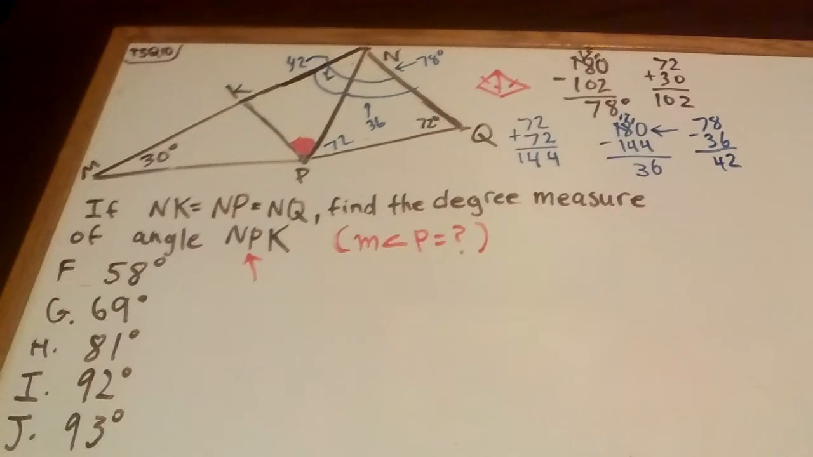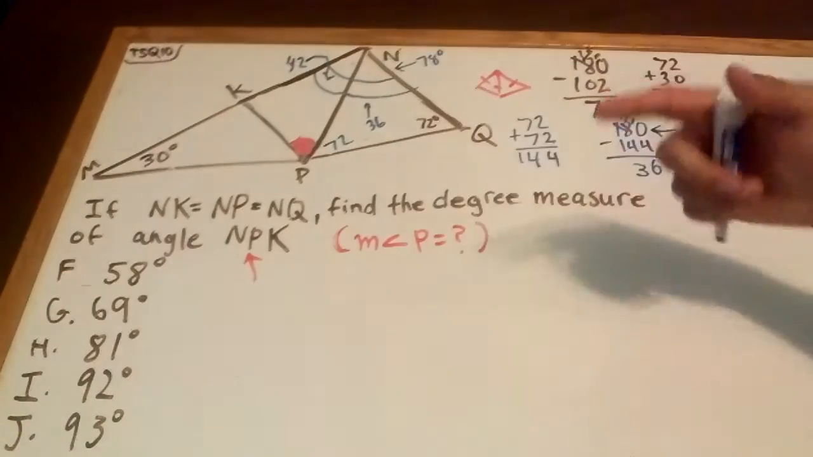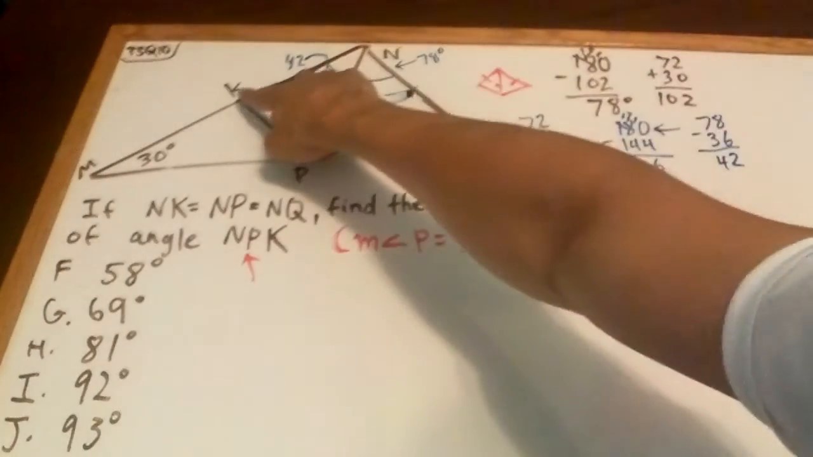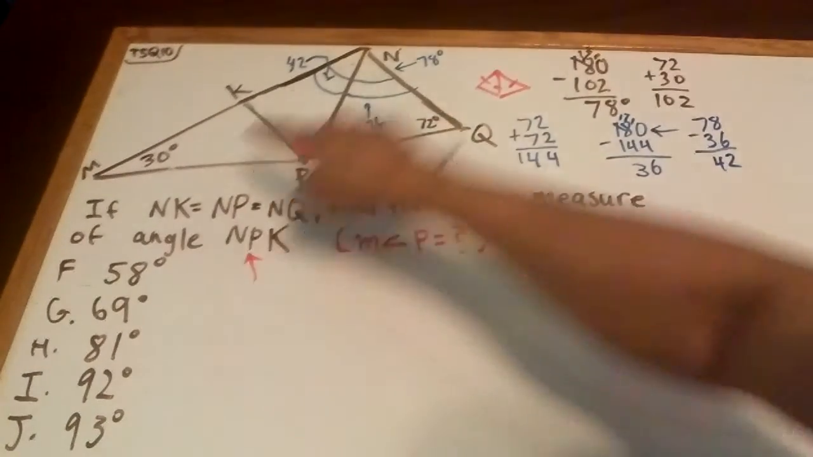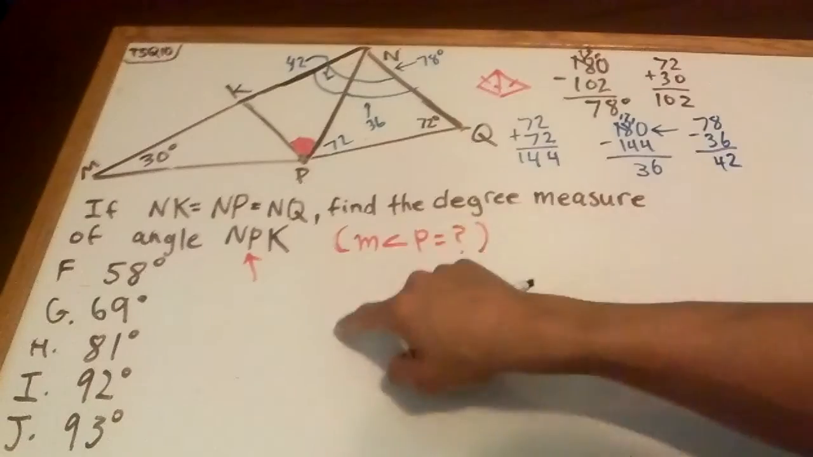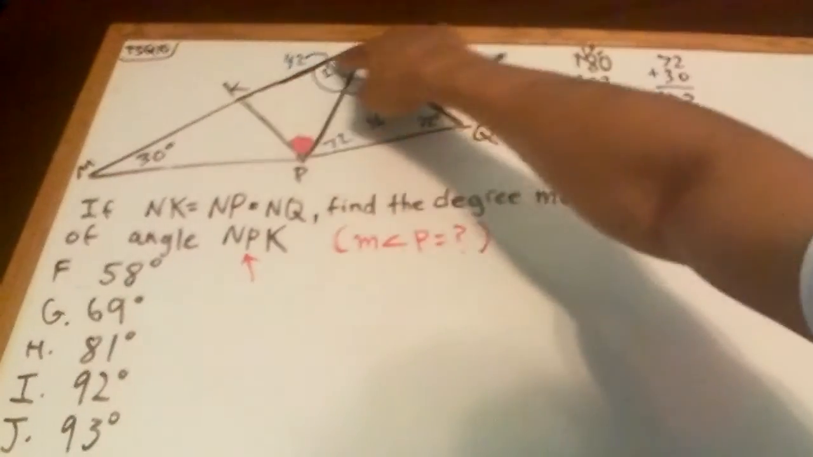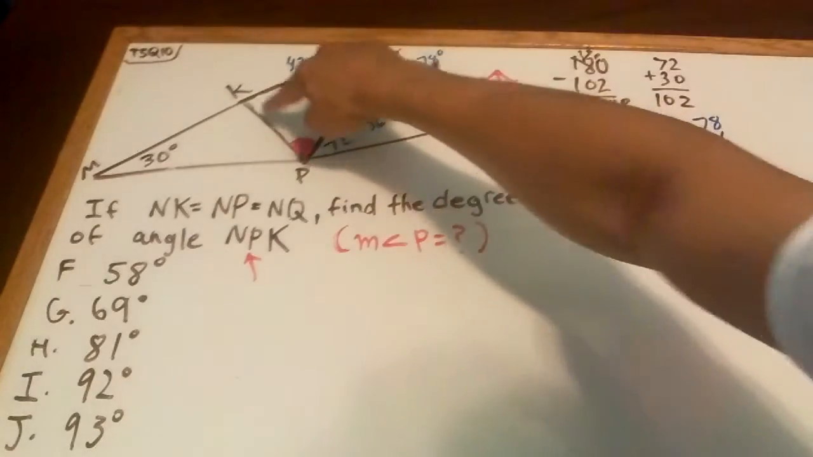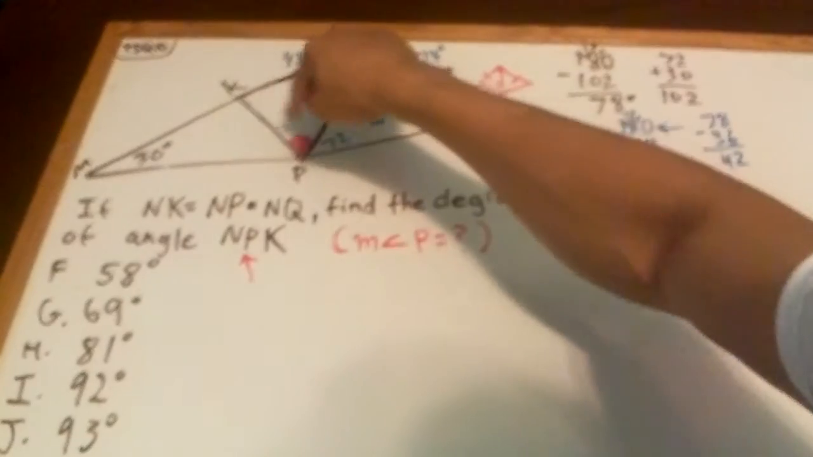Nice. Looking good, right? So if that's 42, what are these? Well, again, the line segment NK is the same length as the line segment NP. What does that mean? It means that this is also like this one. That's what this is for. That this line segment and this one are the same, which means that this triangle is just like this triangle. It's an isosceles triangle. So whatever these angles are, they're the same as each other.